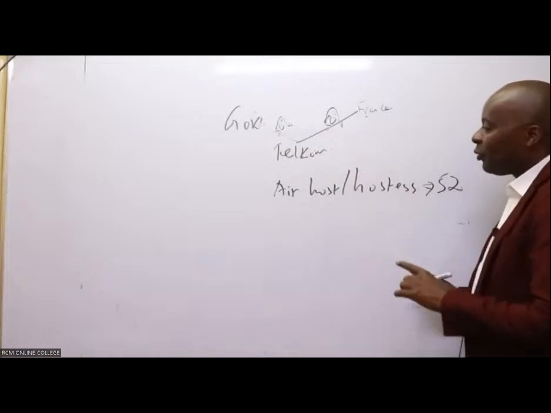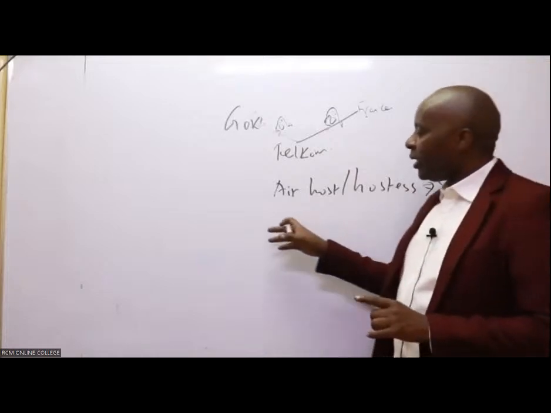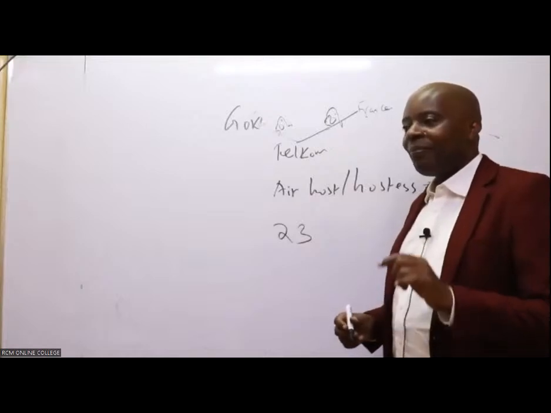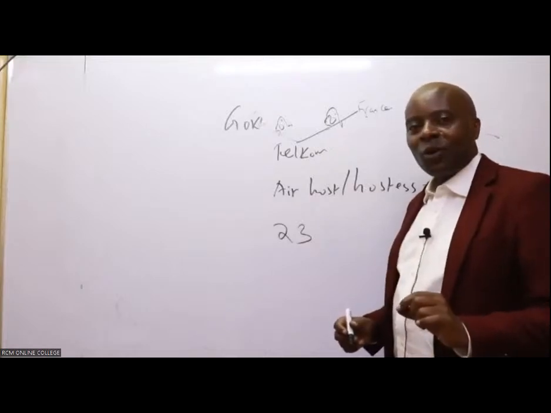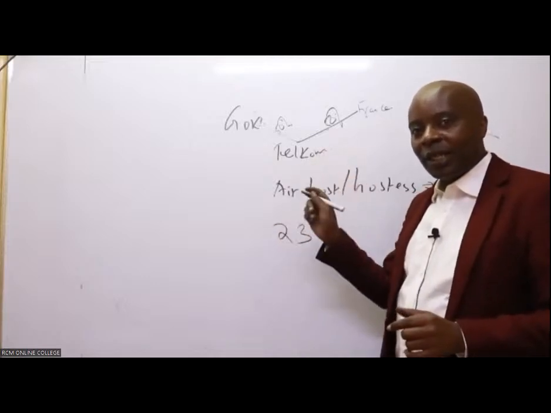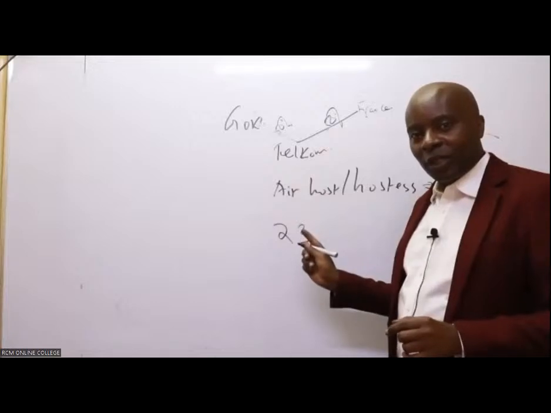Ladies and gentlemen, if you look at, for example, Ethiopian Airlines, these guys cap it at a maximum of 23. Once you reach 23, you are taken to the back office, or they give you money and you go and do your own things outside there.